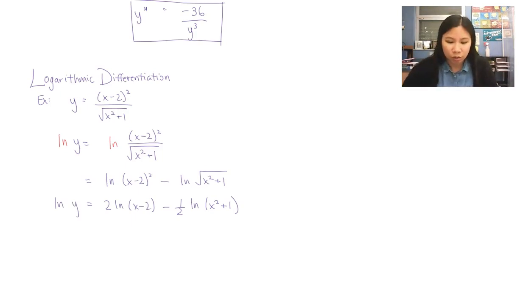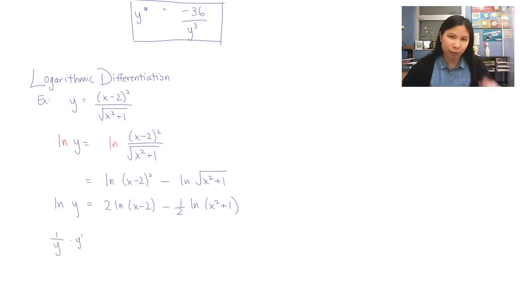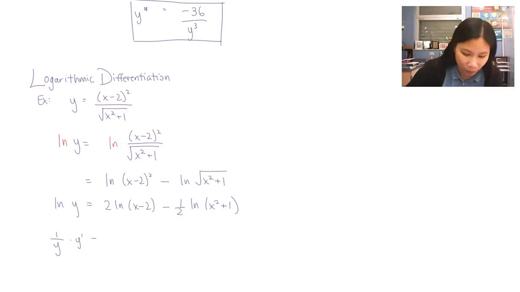Okay, so now we're just going to find the derivative of both sides. On the left, the natural log of y, the derivative is going to be 1 over y times y prime. So remember, with implicit differentiation, anytime you're taking the derivative of something that's not x, you need the prime. So 1 over y times y prime. On the other side, I've got 2 natural log of x minus 2. I'll deal with that first.